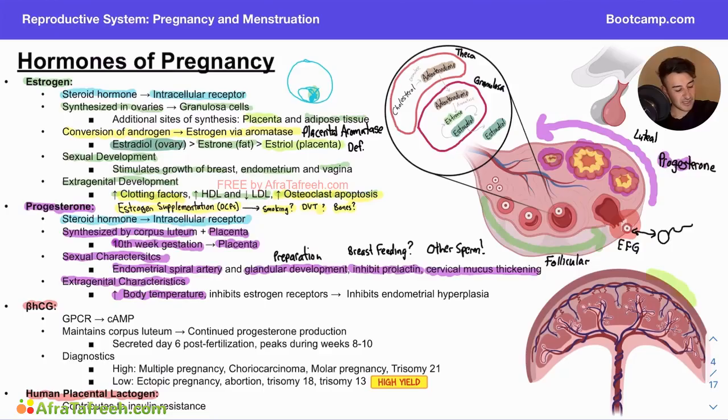It's also going to inhibit our estrogen receptors because we are working less on proliferating the endometrium and more now about maturing it and getting ready for our fetus. So, like I said, we're going to have inhibition of endometrial hyperplasia.